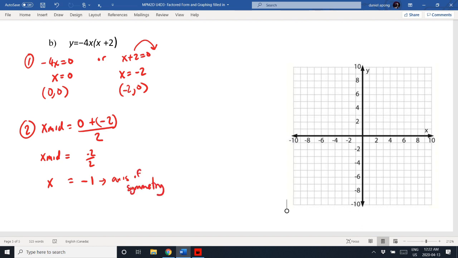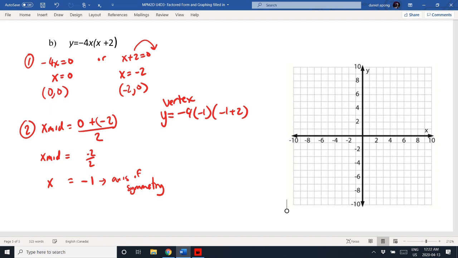And then let's find the vertex from this. So we're going to use this value and find the vertex by plugging this value into the original equation. So y, so we'll say vertex over here. To find the vertex, we're going to plug in -1 wherever we see an x. So we have -4 bracket -1 bracket -1 plus 2.